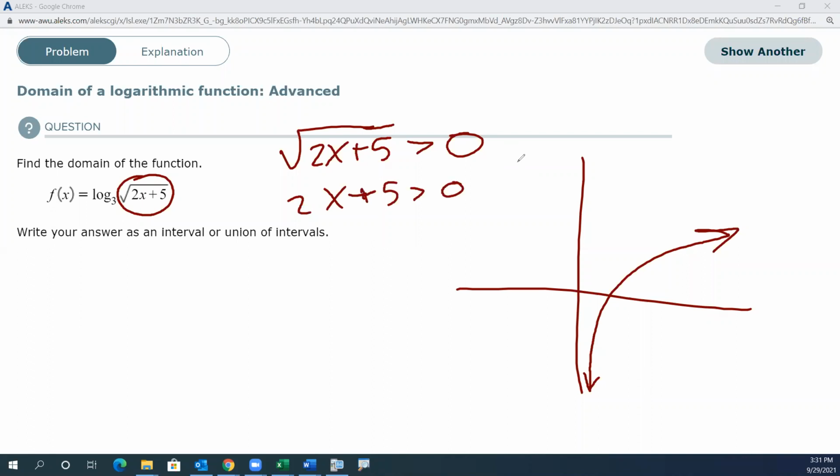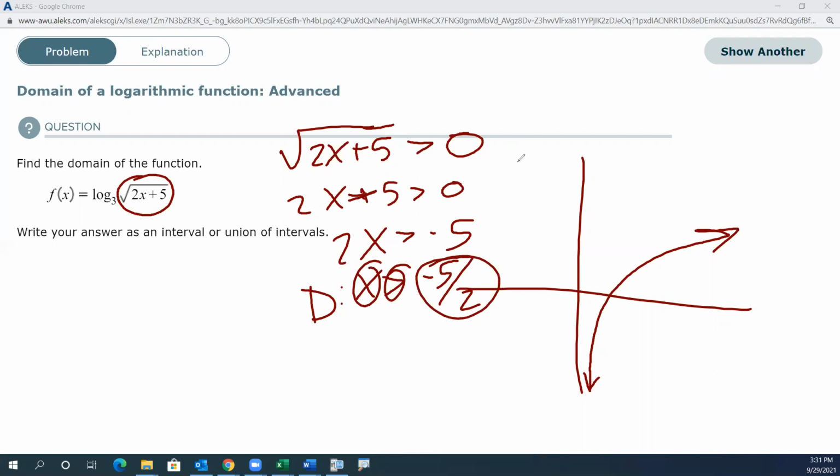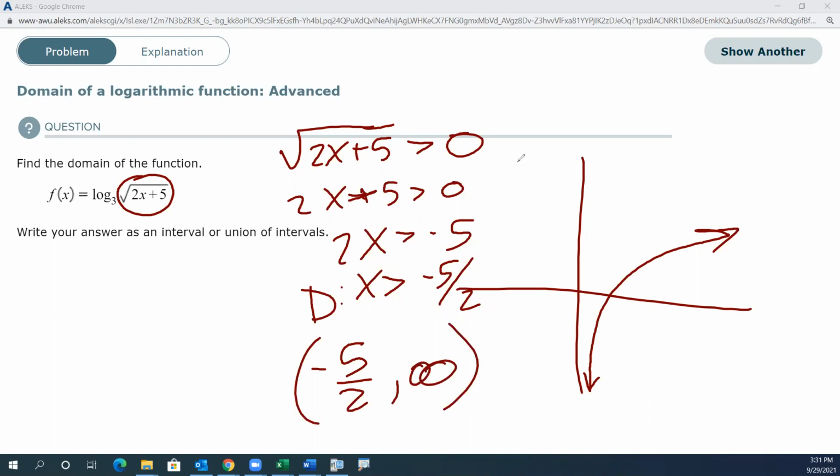Therefore, if we subtract 5 from both sides, we get that. Divide both sides by 2, we get that, and therefore that would be the domain. We're allowed to plug in any number that's bigger than negative 2.5, negative 5 halves. In interval notation, that would look like that. And we got it.